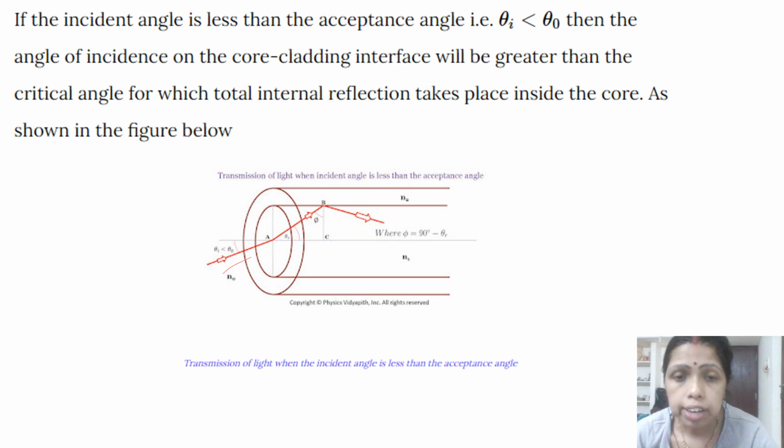When it is less than the acceptance angle, the incident angle is like that only. Suppose this is theta naught, and this is theta I, which is less than theta naught. Then what will happen? It will hit like this way, which can create the total internal reflection. So our earlier case is theta greater than theta naught, where it may create a refracted ray. If theta is less than theta naught, then it can create total internal reflection.